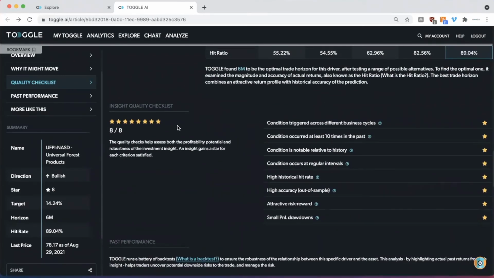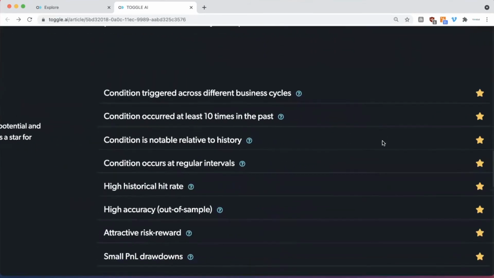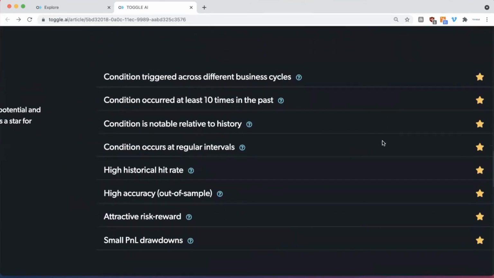Finally, looking at stars. At the start, I said that the more stars on an insight, the more robust the insight. So what do these stars mean? These stars relate to 8 different conditions that we test all our insights against. Things like whether this condition has occurred over expansions and contractions. Have we seen this occur at least 10 times in the past? In this case, this has occurred 25 times in the past, so this does get a star. Is this condition notable relative to history? Does it have a high historical hit rate? What is the risk-reward relationship?